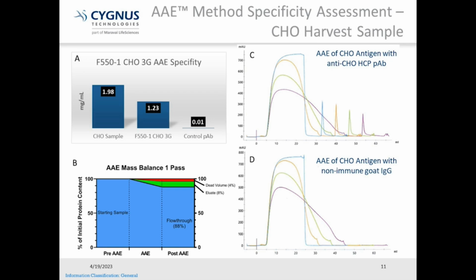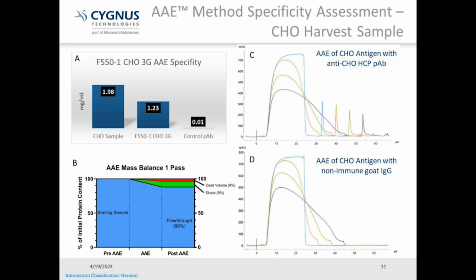In panel B, we have the AAE mass balance experiment of one pass over the AAE column. A complete AAE run includes 4 passes over the AAE column. Going from left to right, the starting sample was flowed over the AAE column. Of the initial 100% protein content, 88% of the protein was contributed to flow-through, 8% was bound and eluted, and 4% of the total protein was in the dead volume of the FPLC.